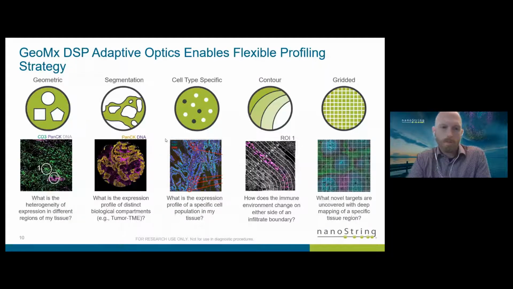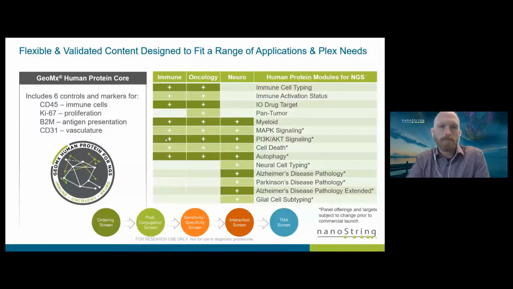So all these are available when selecting regions of interest with your tissue. Now, just to show, we have a number of validated protein panels that we've developed for our platform, and they cover immunology, oncology, and neuroscience. So a lot of different options, and users have the ability to mix and match our different modules across all three subject domains.